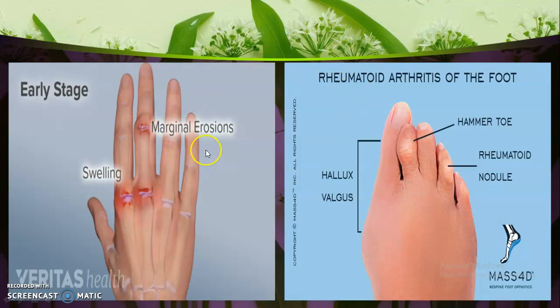You can see in this picture early stages of rheumatoid arthritis. There is a swelling in joints of hands and there is a marginal erosion. Rheumatoid arthritis of the foot, you can see here the changes or deformity in bones and their structures.